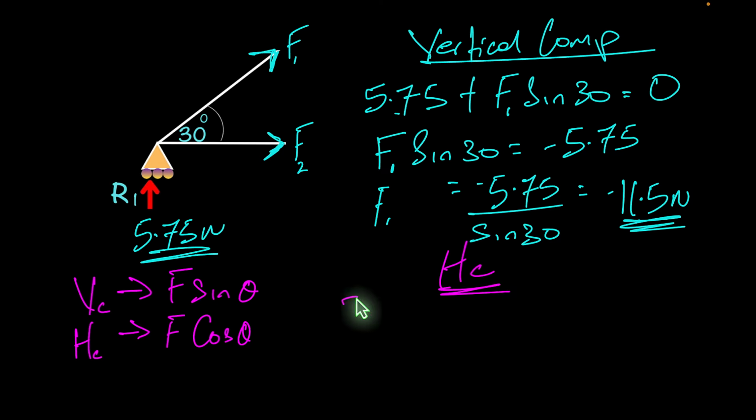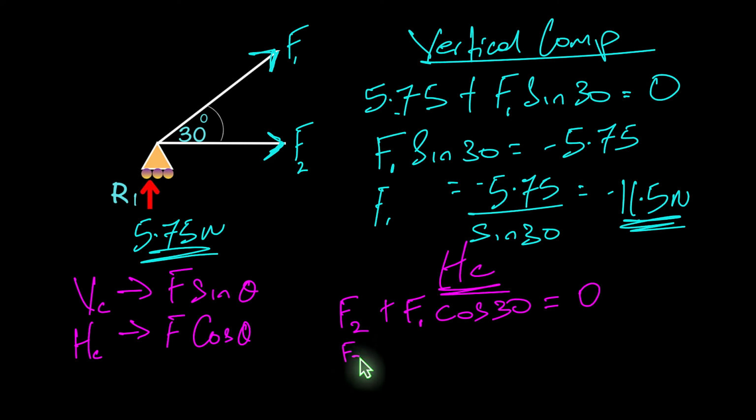We're going to have F2, which is just a purely horizontal member, no vertical components to that. So that's why it's just F2. So it would be F2 plus F1, that same F1 that we just found, and it's going to be cos 30 for the angle. And those are all the horizontal components, so all of that will be equal to 0, because we're saying our system is in equilibrium.